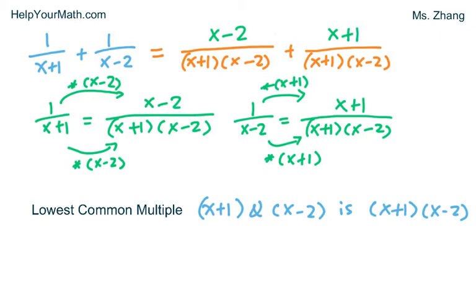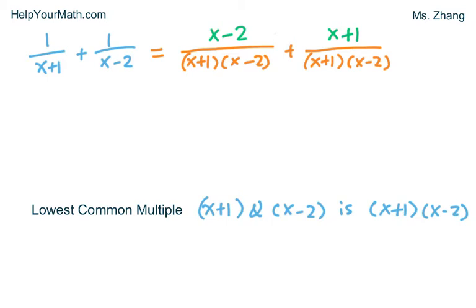And you can always double check your work. So for example, x minus 2 over the product of x plus 1 and x minus 2. If you simplify this, you will divide both the numerator and denominator by x minus 2. So you still get 1 over x plus 1. And same thing, on the right side, you will divide x plus 1 and x plus 1 here, and then you still get 1 over x minus 2.